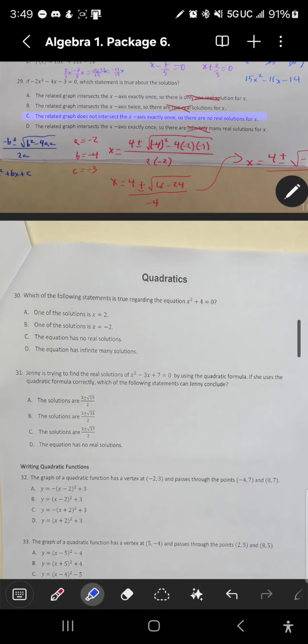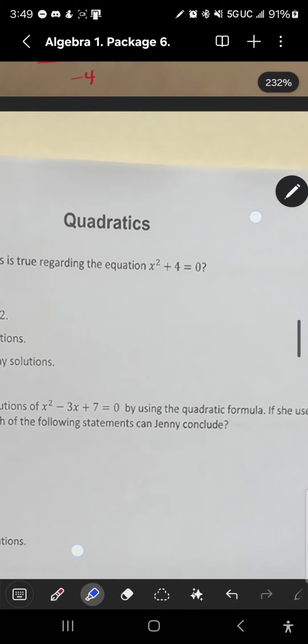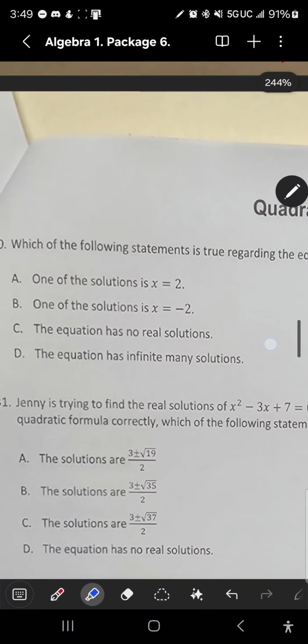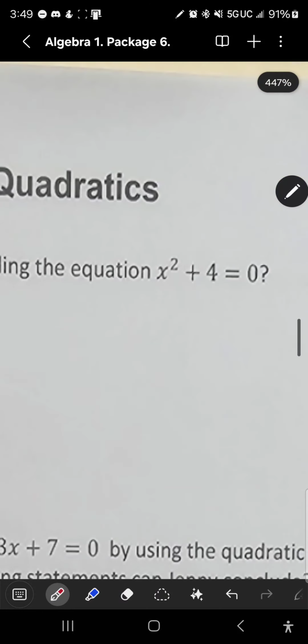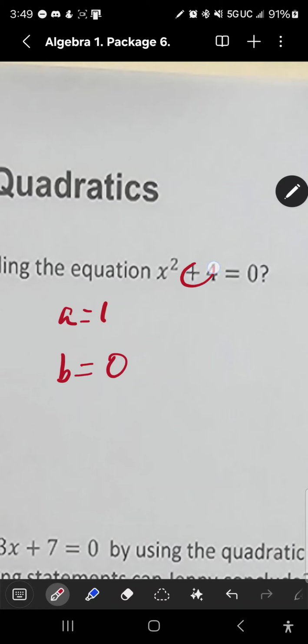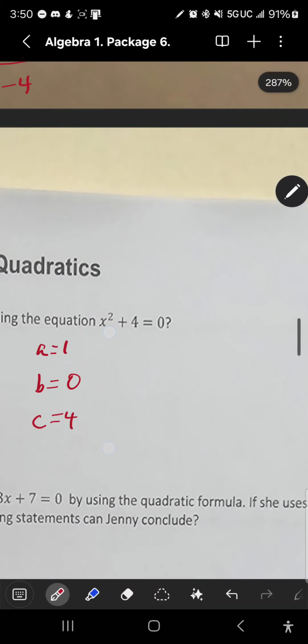Now let's look at number 30. Which of the following statements is true regarding this equation? Okay, there are no real solutions, there are infinitely many solutions. Let's see. Let's use the formula so you can get used to it. We have that a in this case will be equal to 1, because we don't have a number in front. The b will be equal to 0 because we don't have a bx. And then the c will be equal to 4.